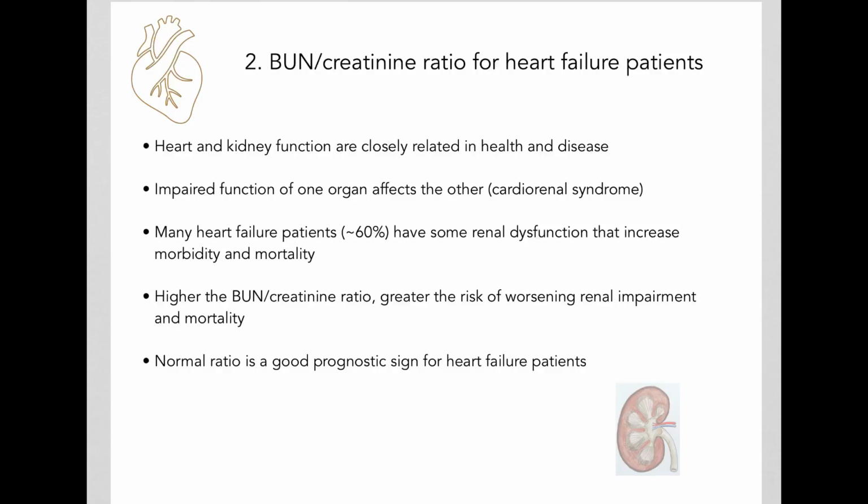Another application of the BUN creatinine ratio is in heart failure patients. Now, the heart and kidney functions are closely related in health and disease. The impaired function of one organ will affect the function of the other organ, and this is sometimes referred to as the cardiorenal syndrome. Many heart failure patients, about 60% or so, have some sort of renal dysfunction that increases the morbidity as well as the mortality.